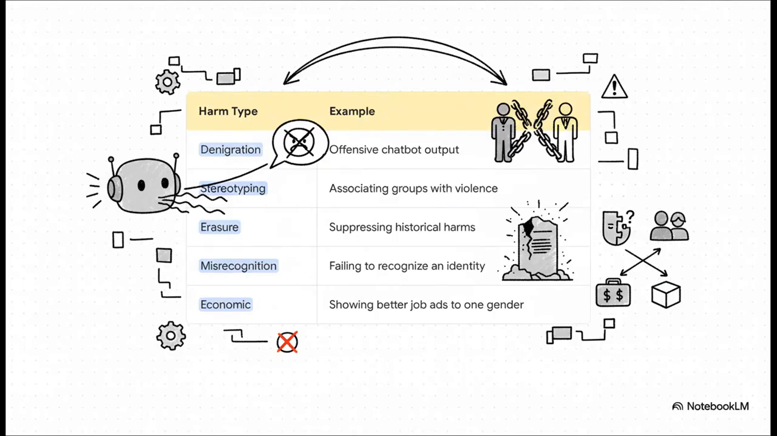You know, this isn't just one problem. It's a whole spectrum of potential harms. A model can cause harm through denigration, think of an offensive chatbot, or through stereotyping, by linking a certain group with negative traits. It can cause harm through erasure, by hiding important history, or through things like misrecognition and direct economic harms, like an algorithm that only shows better job opportunities to men. We have to be looking for all of these.